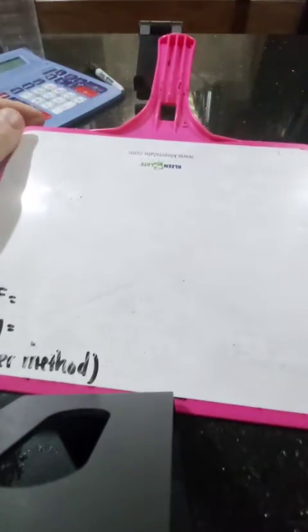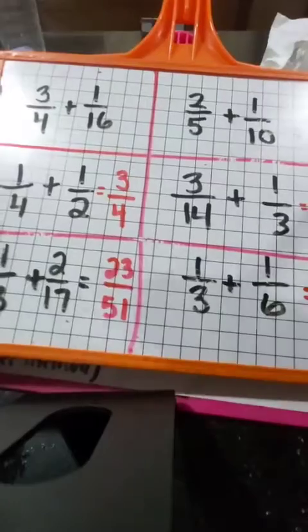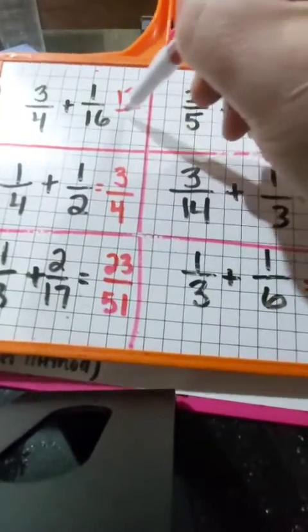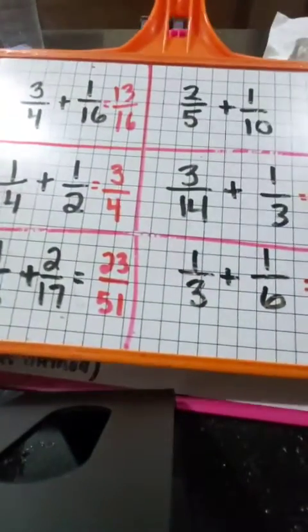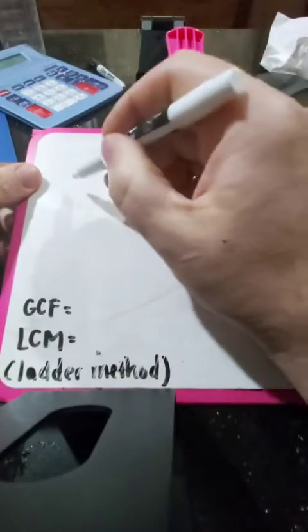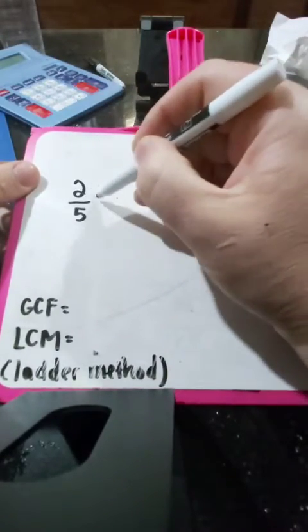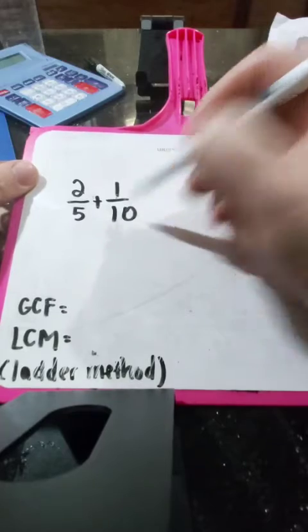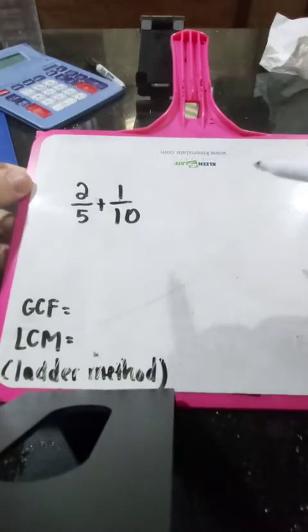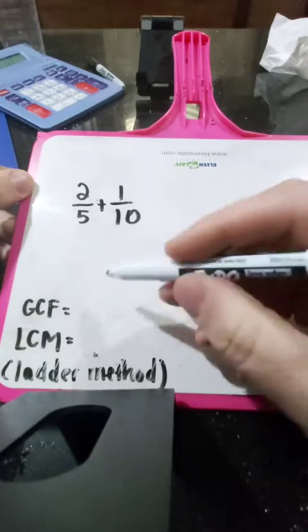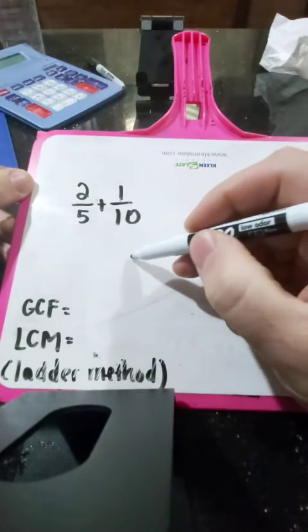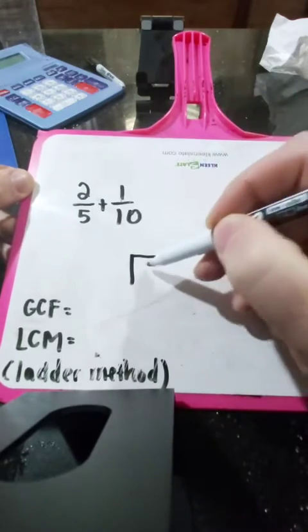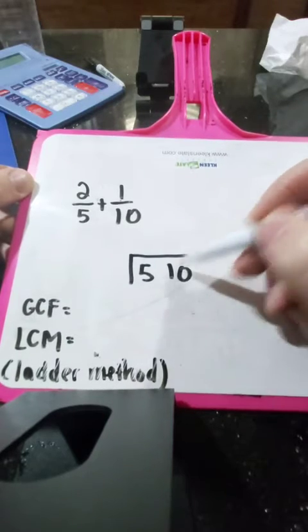So our next problem, as you can see here, we just figured out that this one's 13 sixteenths. We have 2/5 plus 1/10. All right, so we're going to write 2/5 plus 1/10. Now we have to figure out what our GCF is, our greatest common factor. To do that, we're going to use our ladder method. So we're going to put our 5 and our 10 inside of our ladder.